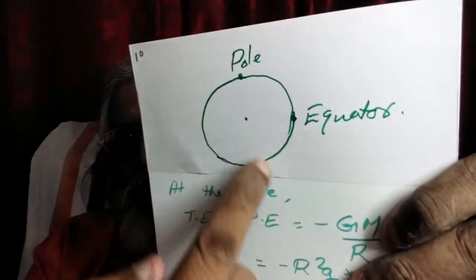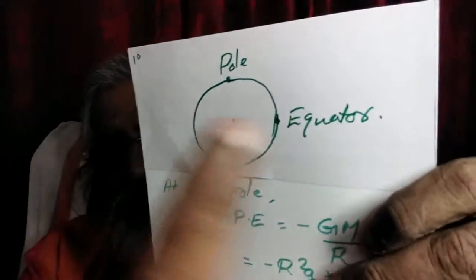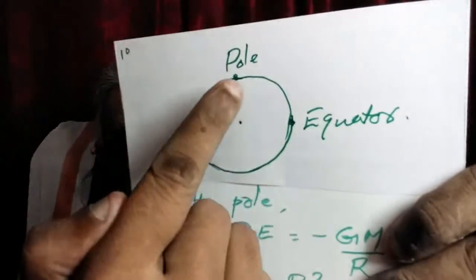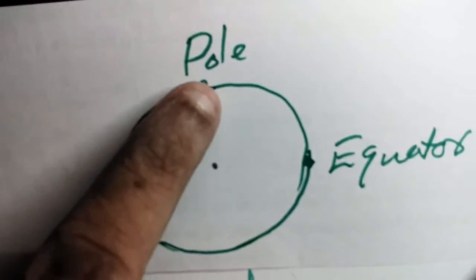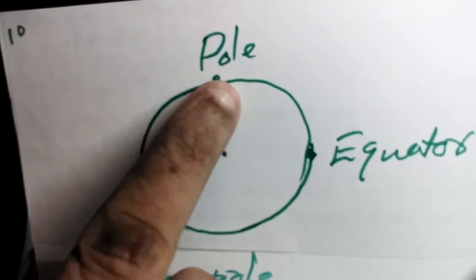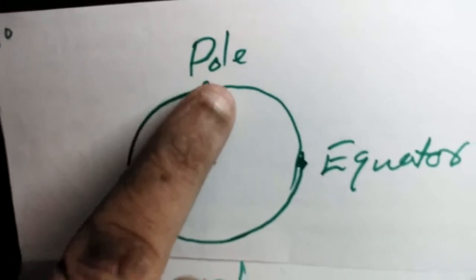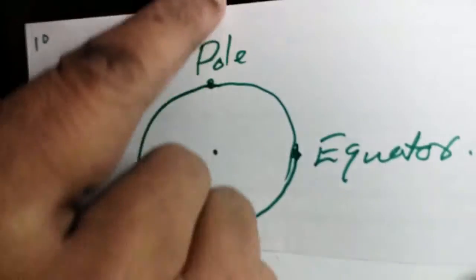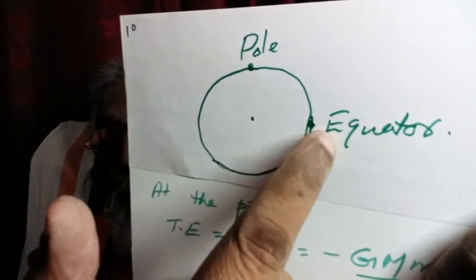This is the polar axis, and the Earth is spinning about this polar axis. So, angular velocity at the pole is 0 because the pole doesn't take part in rotation. Earth is rotating about the axis passing through the pole, so the polar region is not taking part in rotation. So omega, angular velocity at the pole, is 0. The maximum angular velocity is at the equator.